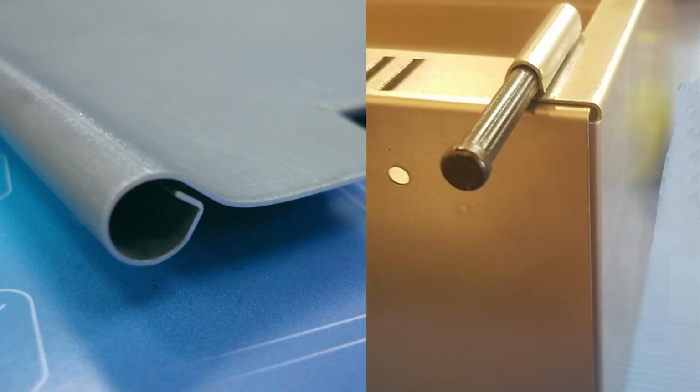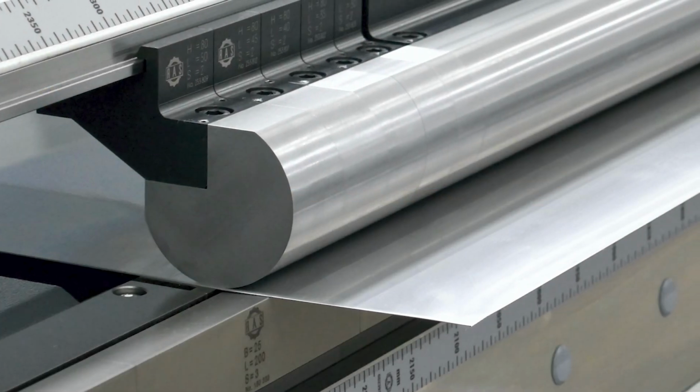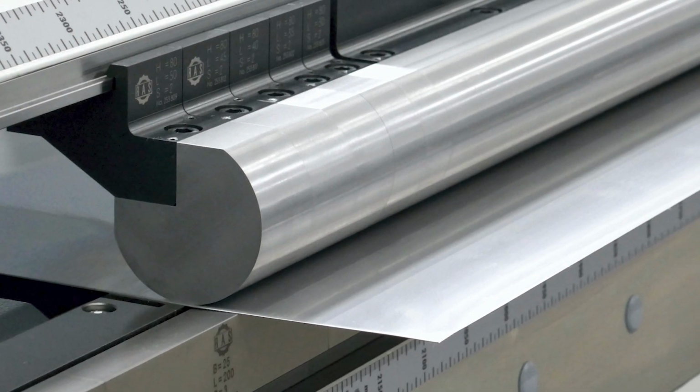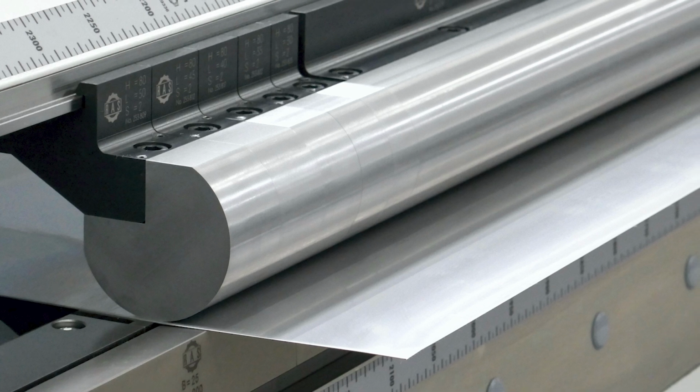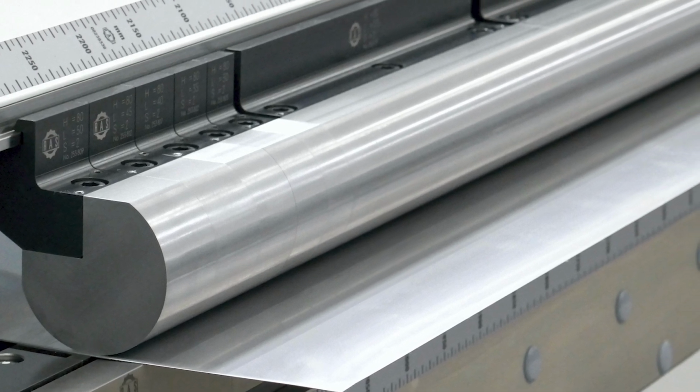Very small radii can even be used as hinges. How are these radii created? With folding machines, the formation of radii can be done in different ways. If the same radius is always required, a specially manufactured radius tool will bring the fastest results.